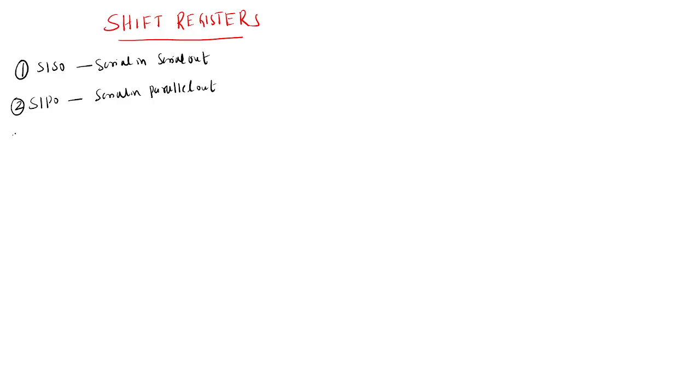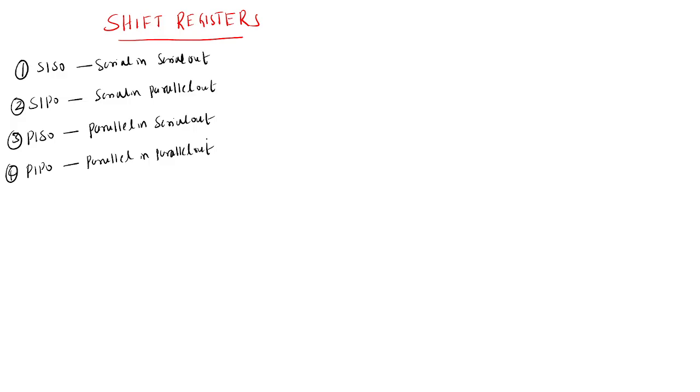And next you have PISO. PISO means parallel in, serial out. And next you have PIPO. PIPO means parallel in, parallel out.